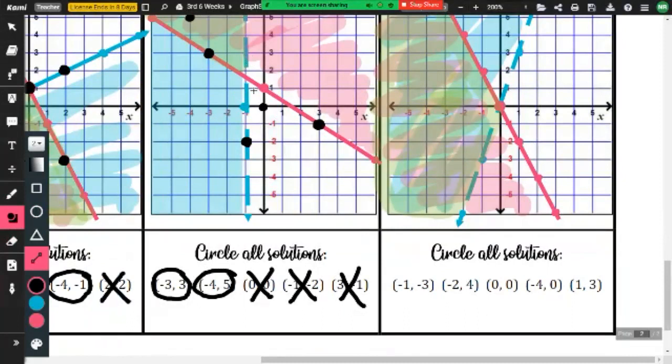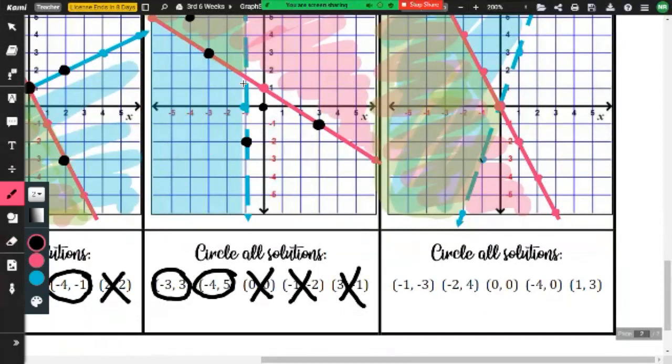-1, -3 is in the double shaded area, but it's not on a solid line. It's on dotted, so not a solution. -2, 4 is in a double shaded area and also on a solid line. So this is a yes. This is 0, 0. It's in the intersection of a dotted and a solid. When it's at the intersection of dotted and solid, solid wins. So this is a solution. -4, 0, definitely. And then 1, +3 is on a dotted line, but also not anywhere near my green area. So not a solution.